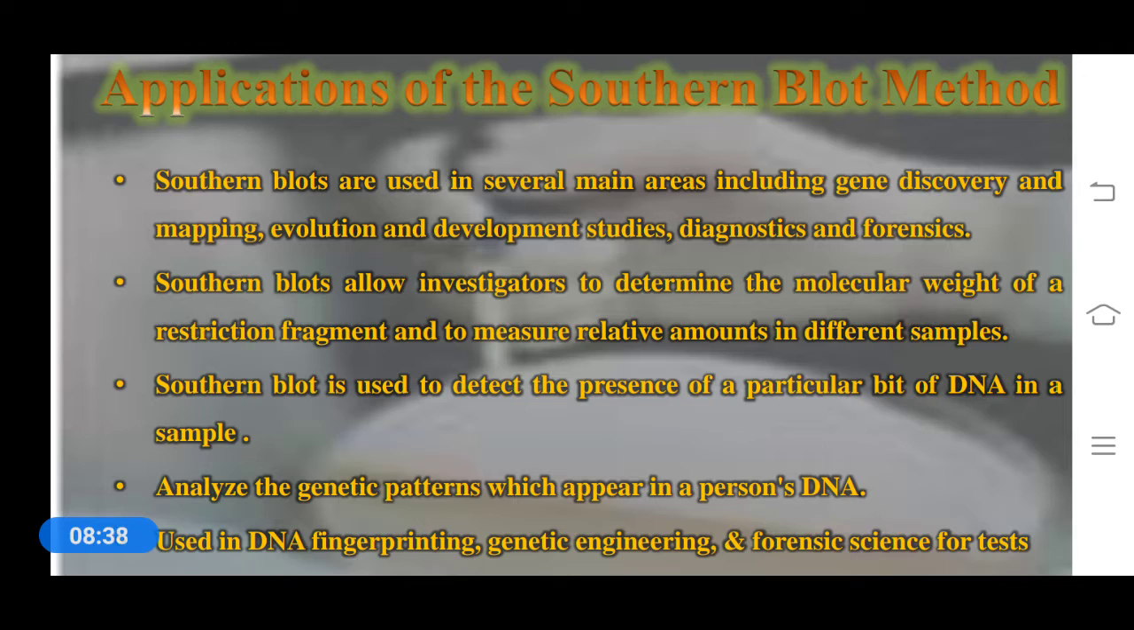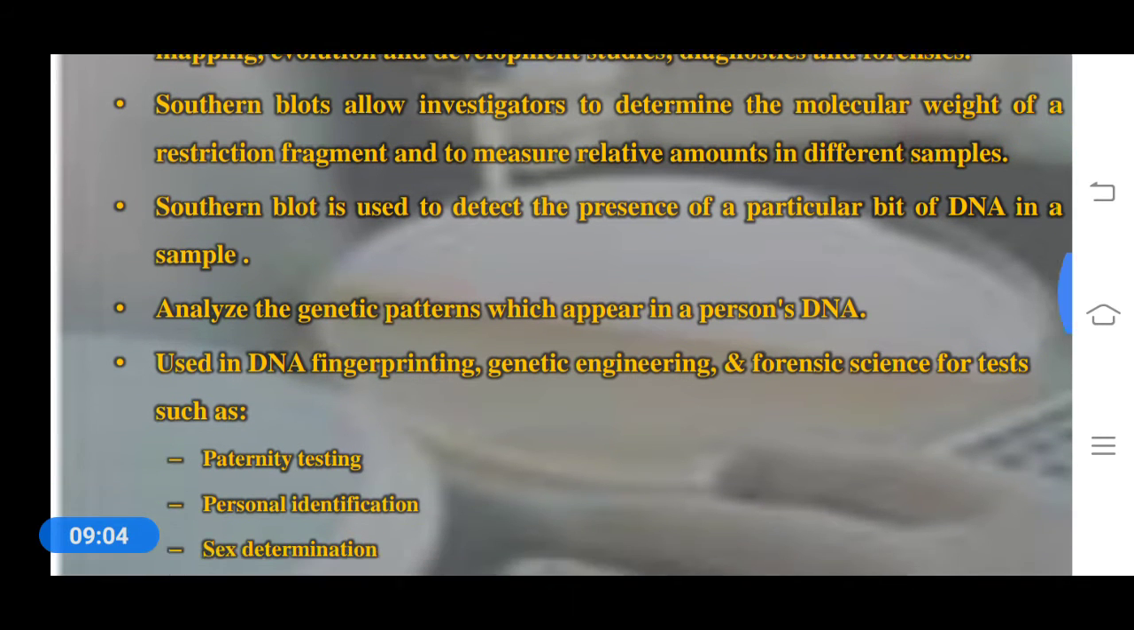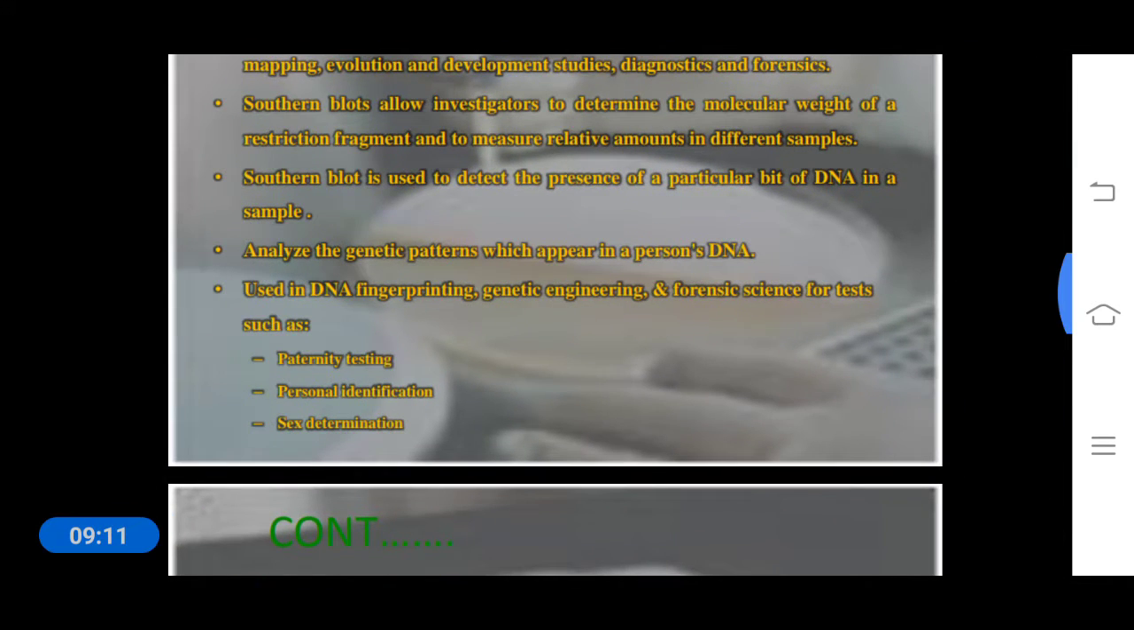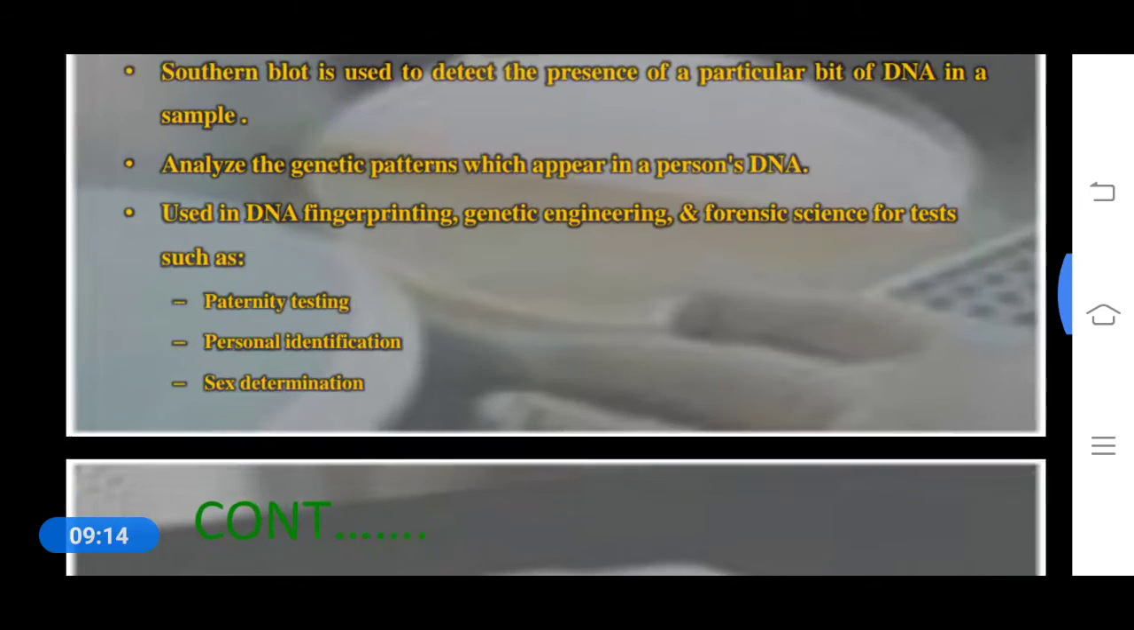We can determine the molecular weight of restriction fragments using Southern blot, detect the presence of a particular DNA fragment, and analyze genetic patterns. It is also used in DNA fingerprinting, genetic engineering, and forensic science studies, particularly for paternity testing, personal identification, and sex determination.